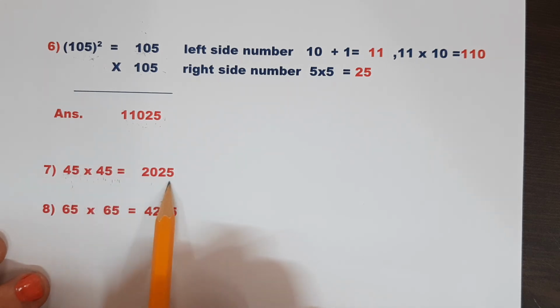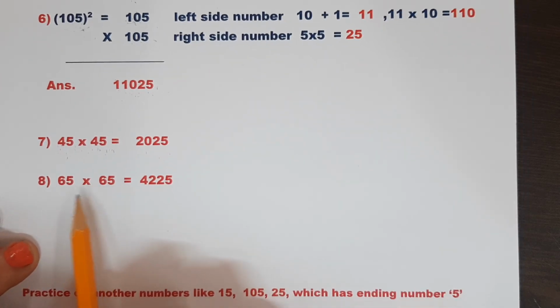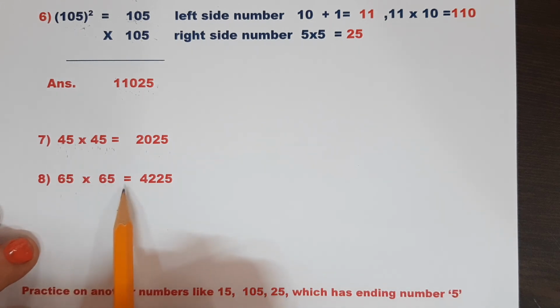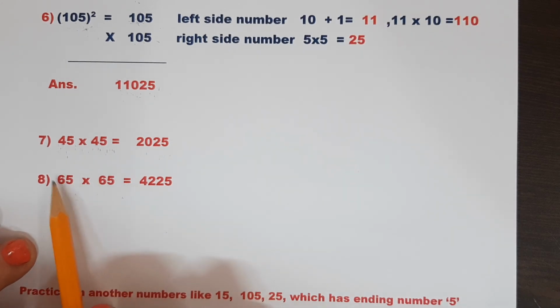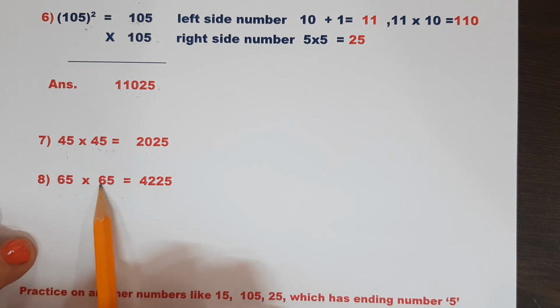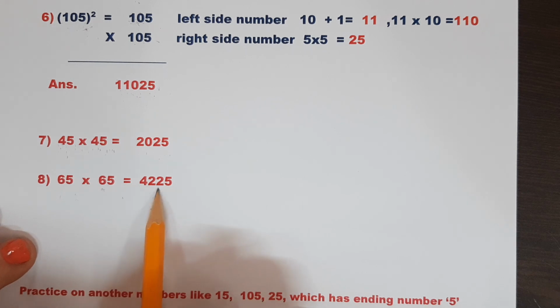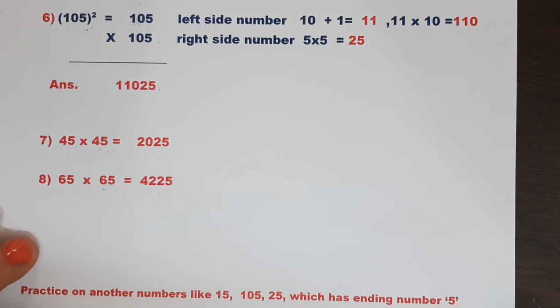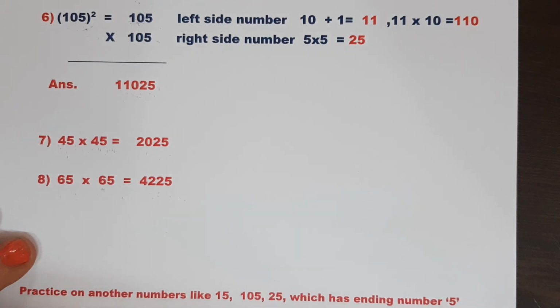And 5 times 5 is 25. So the answer is 2025. Then again 65 multiplied by 65, and the end figure is 5. You have to add 1 to the left hand side figure 6. 6 plus 1 is 7. 7 multiplied by 6 is 42. And 25. The answer is 4225. So you have to practice 15, 105, 25, 35, 75, 65. There are so many figures that end with 5.